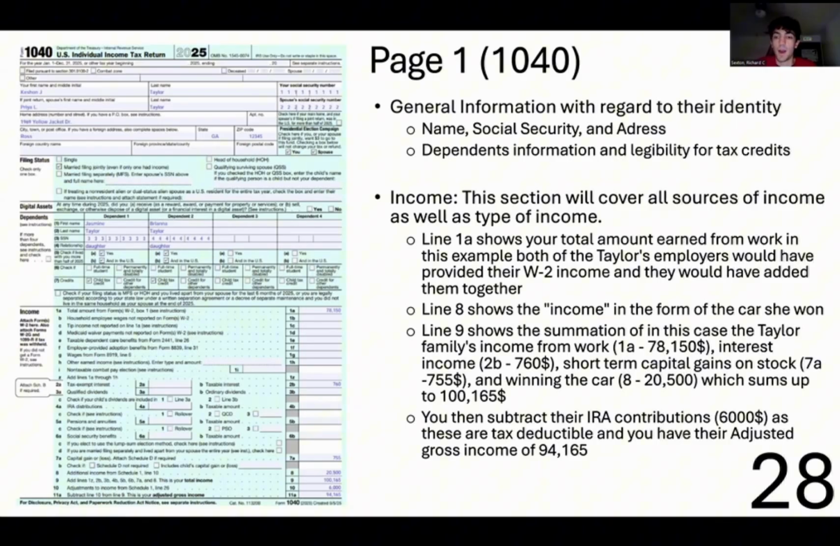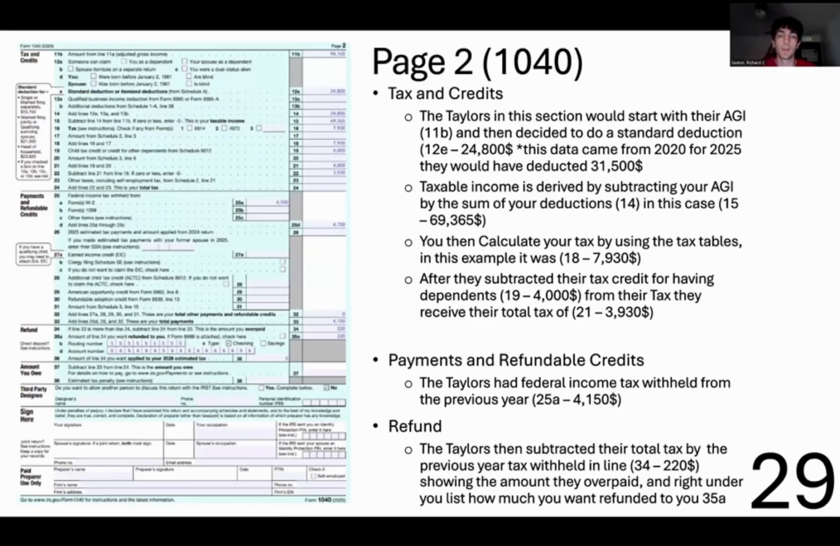You then subtract their IRA contributions, $6,000, as these are tax deductible, and you have their adjusted gross income of $94,165. On the second page of your 1040, you would see tax and credits. The Taylors in this section would start with their AGI and then decided to do a standard deduction, as seen in line 12E, of $24,800.